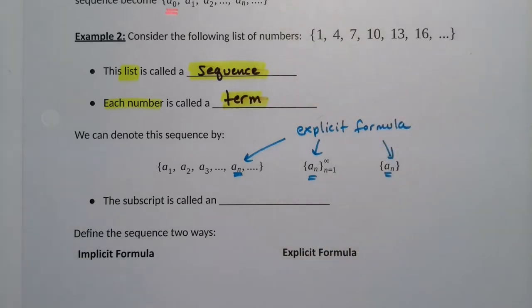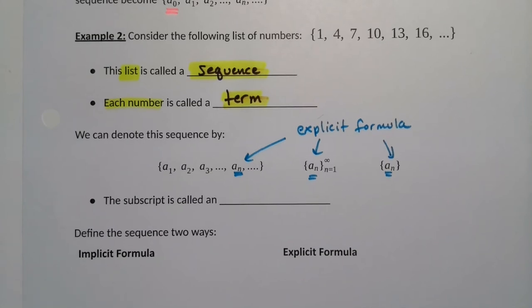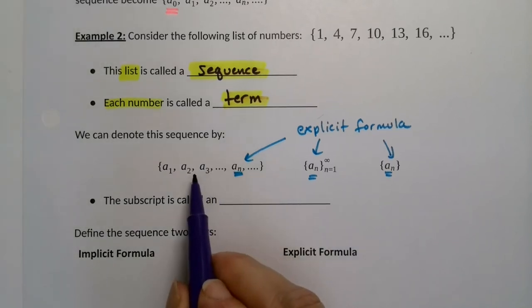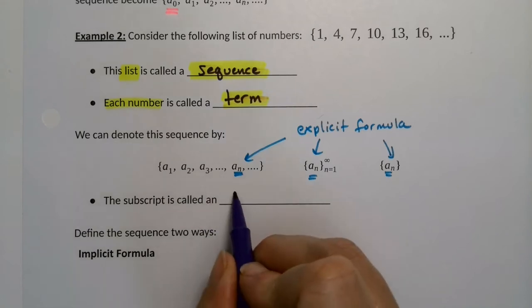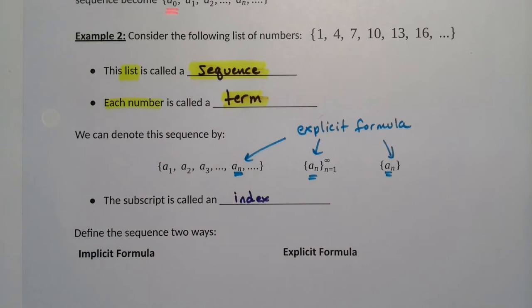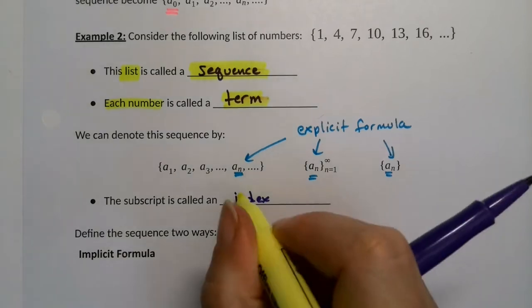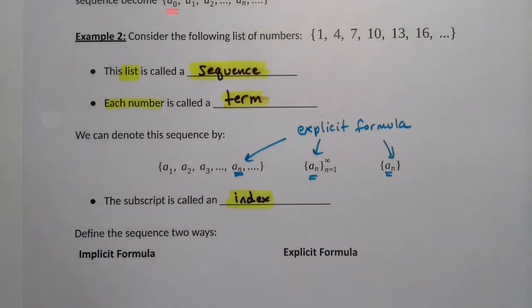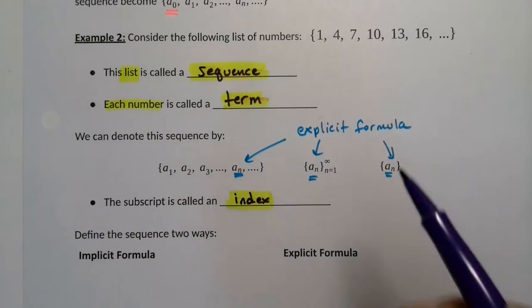I'll show you how to write one for an implicit formula when we get down to it. And then one other definition, which is the subscript. Those little subscripts are called an index. They're associated with the ordinal number that goes with it. So that natural number, n equals 1, n equals 2.